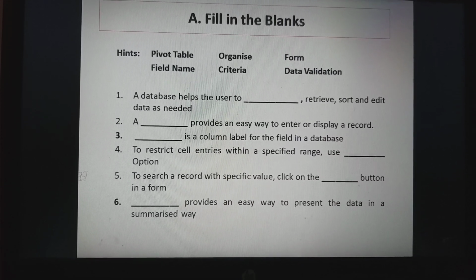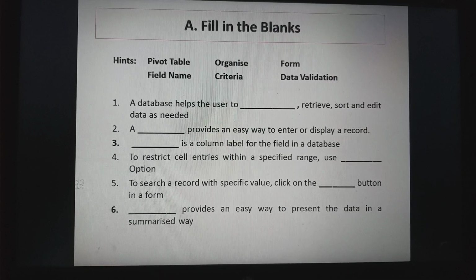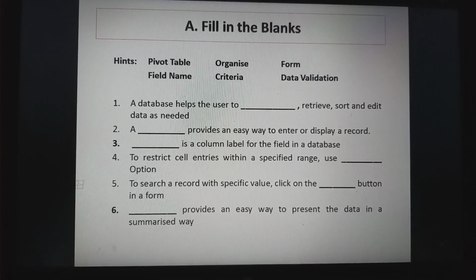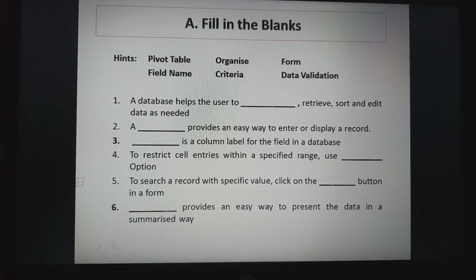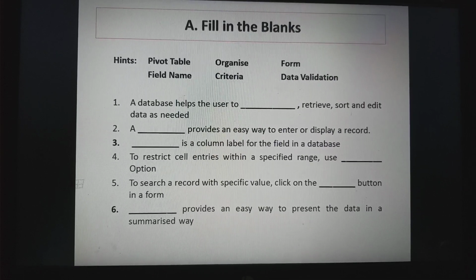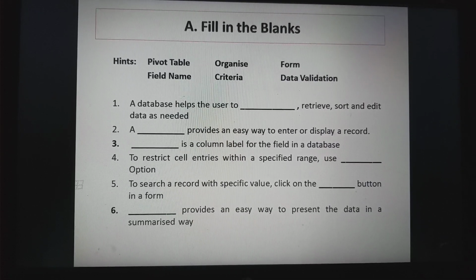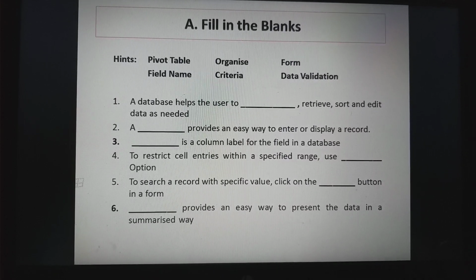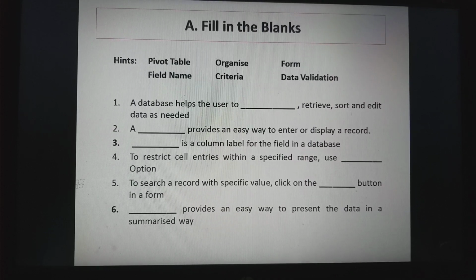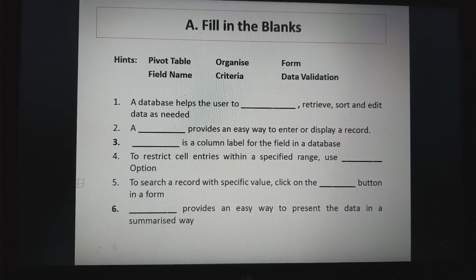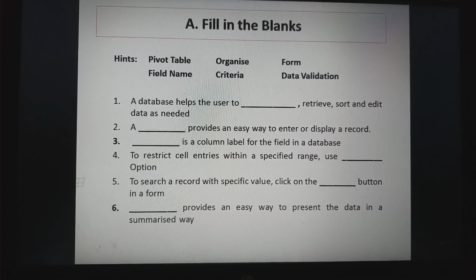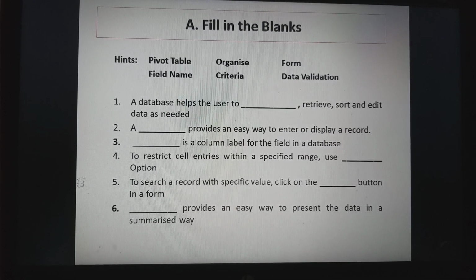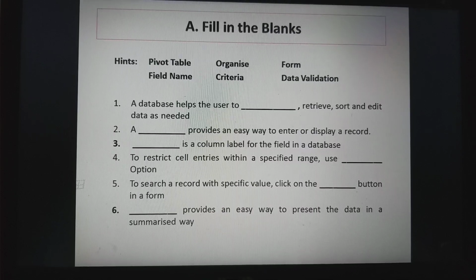Now see number 5. To search a record with specific value, click on the dash button in a form. So the answer will be criteria, because criteria means to provide specific condition. Now see number 6. Dash provides an easy way to present the data in a summarized way. So the answer will be pivot table, because pivot table presents the data in a summarized way.